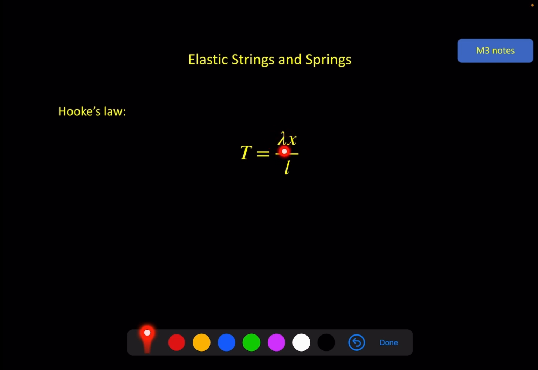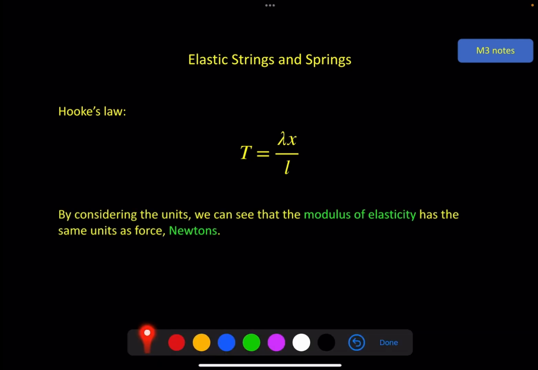So the lower this number is, the more easily I can extend the spring or string. The higher this is, the harder it is to extend. And if we consider the units for a moment, we can see that the modulus of elasticity must have the same units as force, which is newtons, because here we've got extension, which is a length, natural length, which is obviously a length as well, so the units there cancel out.